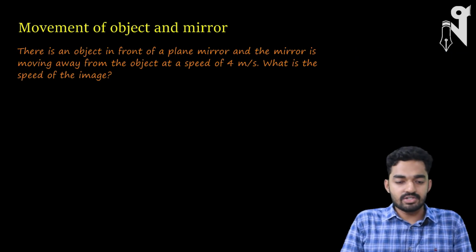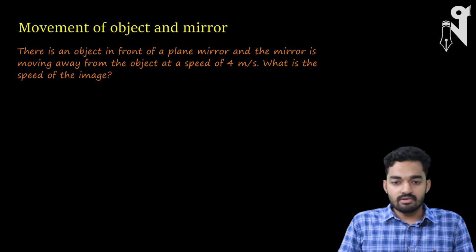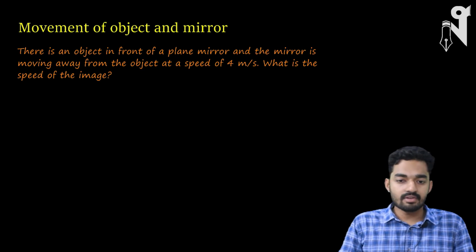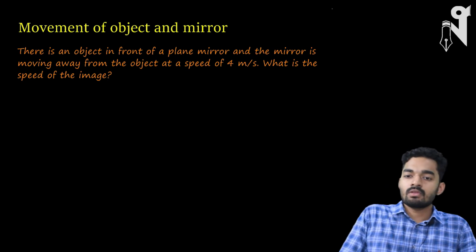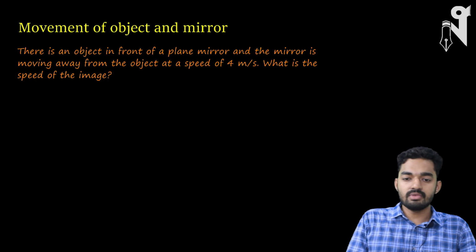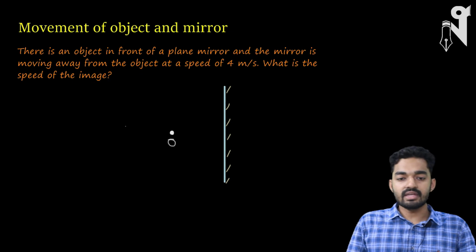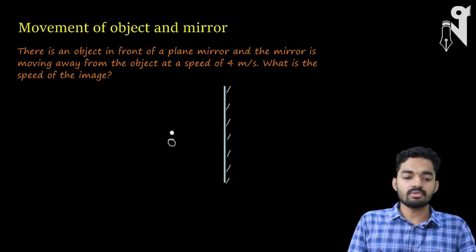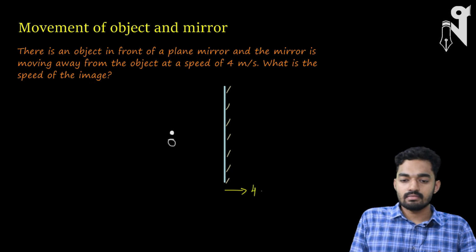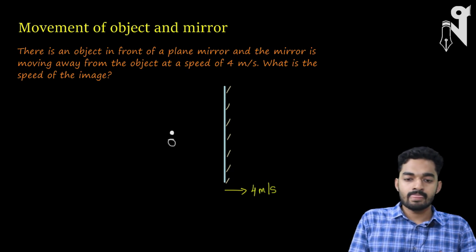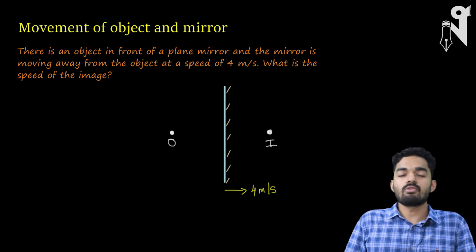So we have one more question. In this question there is an object in front of a plane mirror and the mirror is moving away from the object at a speed of 4 meter per second. What is the speed of the image, right? So let me represent the mirror, and we have an object over here, let's call it O. It's given that the mirror is moving away from the object at a speed of 4 meter per second, and we have an image over here. Now we need to find out what is the speed of the image.